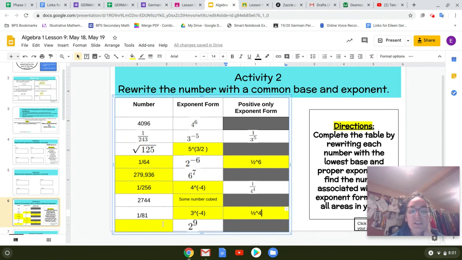Last one down here. Simple, simple, simple. You need to take your calculator, you need to type in 2 to the 9th power, and you're going to solve it, and you're going to get a number of 512.